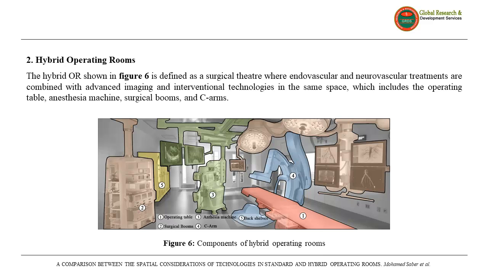On the other hand, hybrid operating rooms are surgical theaters where endovascular and neurovascular treatments are combined with advanced imaging and interventional technologies in the same space, which includes the operating table, anesthesia machine, surgical boom, and C-arm.